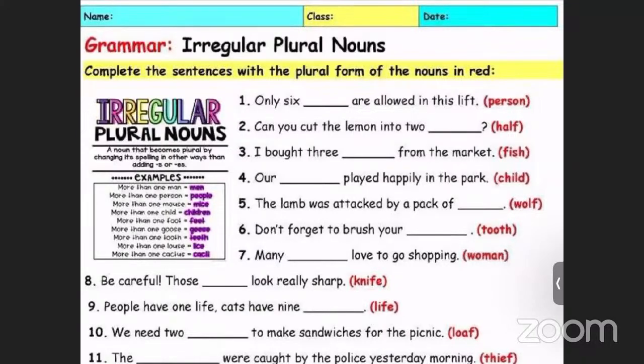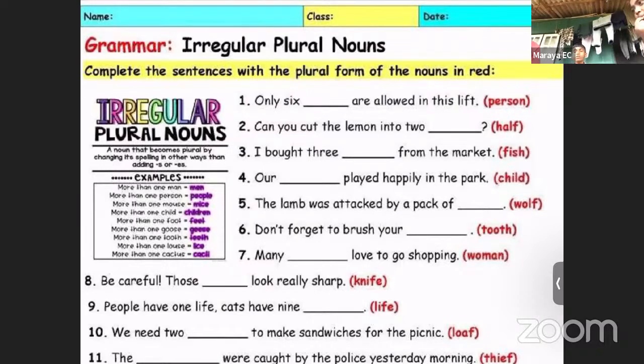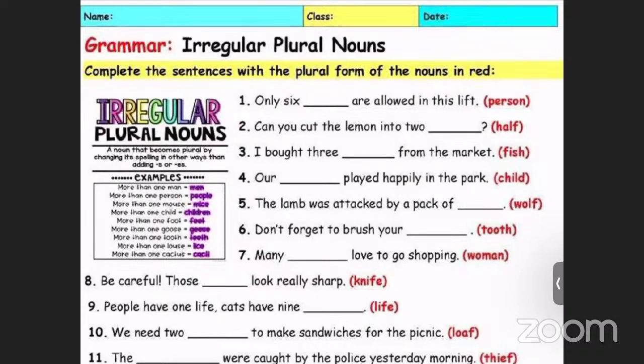Number 8. Who has the answer for that? Okay, Mariah, can you answer? Joja, let's give Mariah a chance. I hear Mariah. Oh, go ahead. Many women love to go shopping. Thank you. That's number 7. Can you answer me for 8?